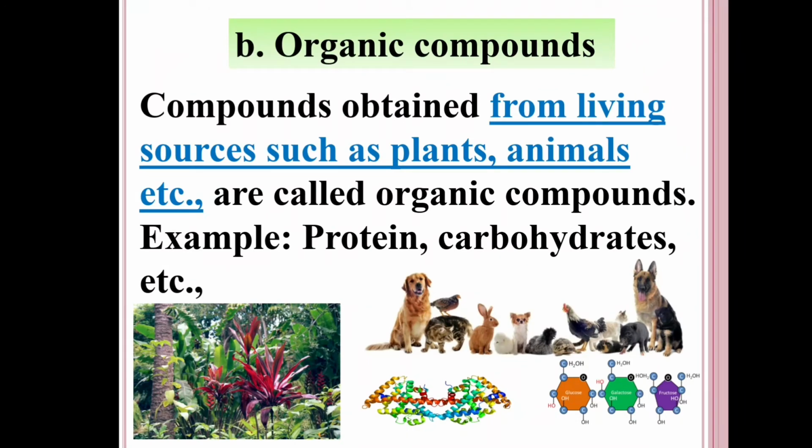Organic compounds. Compounds obtained from living sources such as plants and animals, etc. are called organic compounds. What are organic compounds? Compounds that are obtained from living sources. So from living sources such as plants and animals, the compounds are obtained. Those obtained compounds are called organic compounds. Examples of organic compounds are protein and carbohydrates.